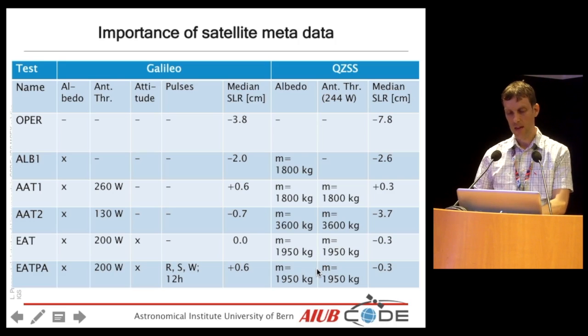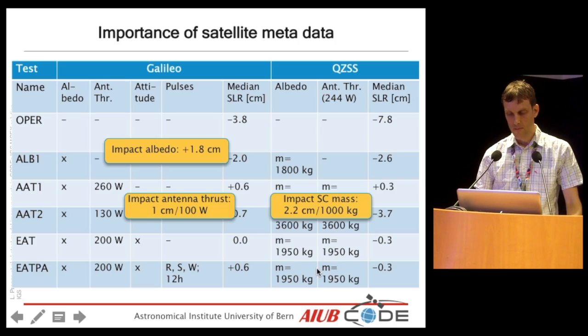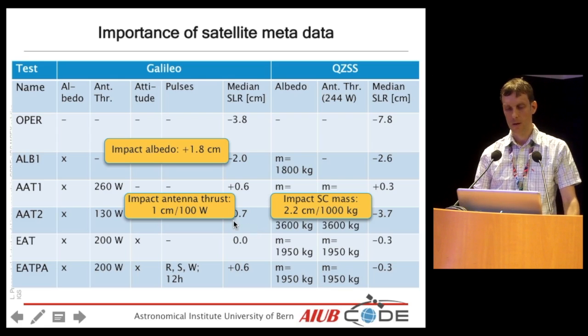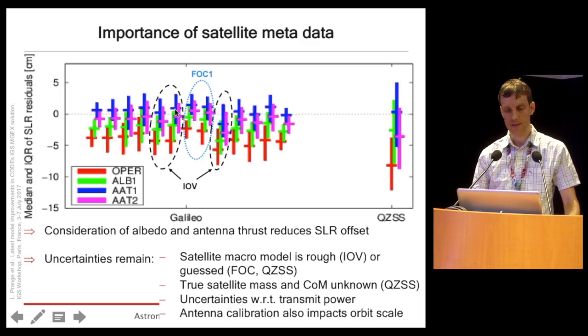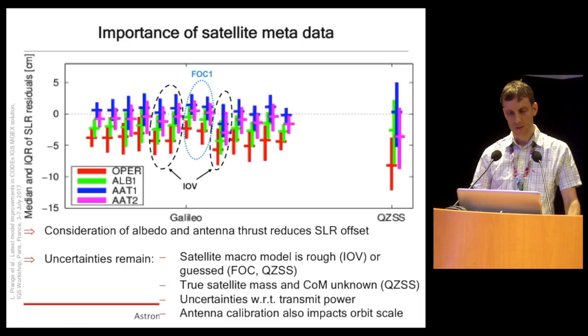And we can, of course, also add pulses. Here we see how much different assumptions can change the results. And if we look at the SLR residuals, then we can see red is the operational solution, and green is albedo model added, and the other 2 colors represent different antenna thrusts. So it's also difficult to clearly distinguish between IOV and FOC satellites here.